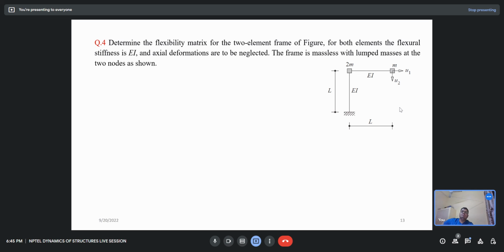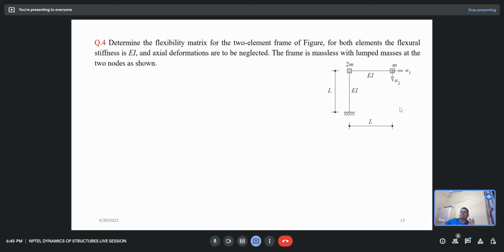Sometimes to calculate the stiffness matrix, we use the flexibility method. If you have read your UG courses, two types of methods are there to find the matrix, that is the flexibility method or the stiffness method. If the degrees of freedom in the system are higher, then we use the flexibility method. And if you have lower degrees of freedom, then we use the stiffness method.